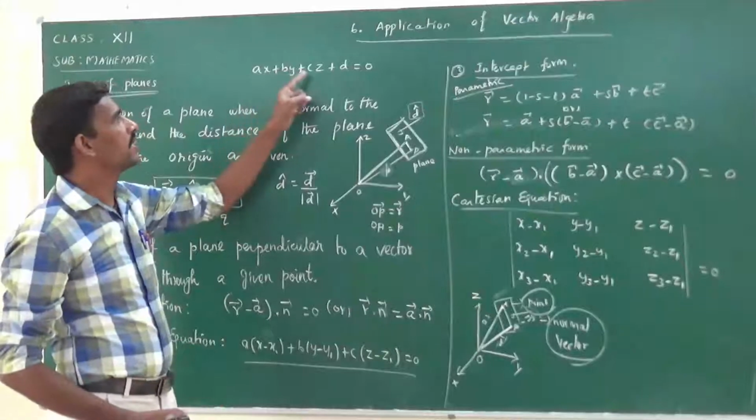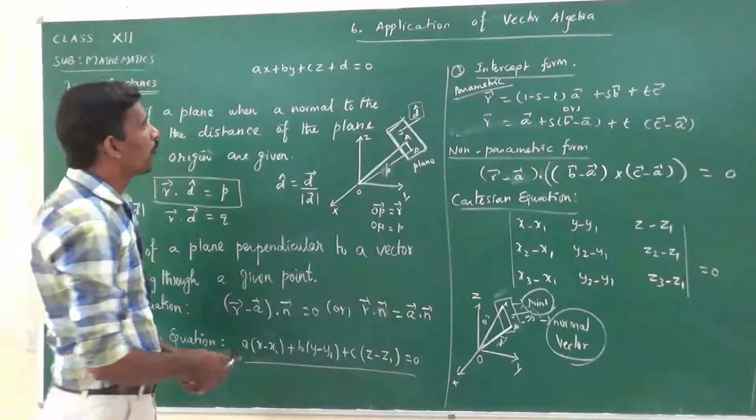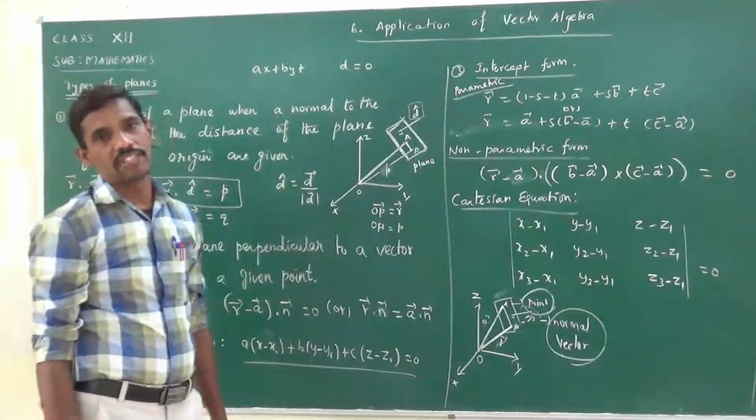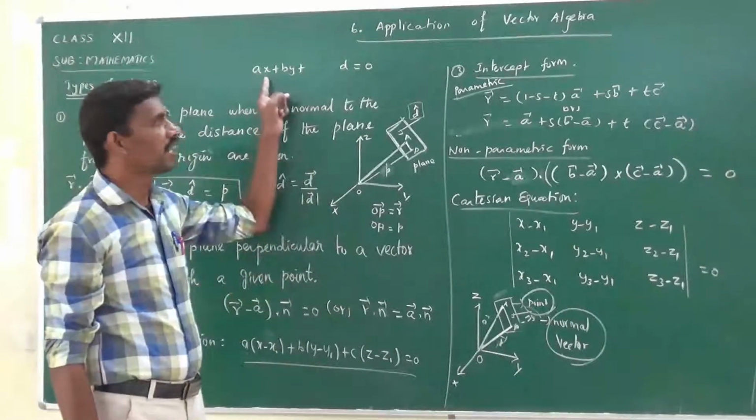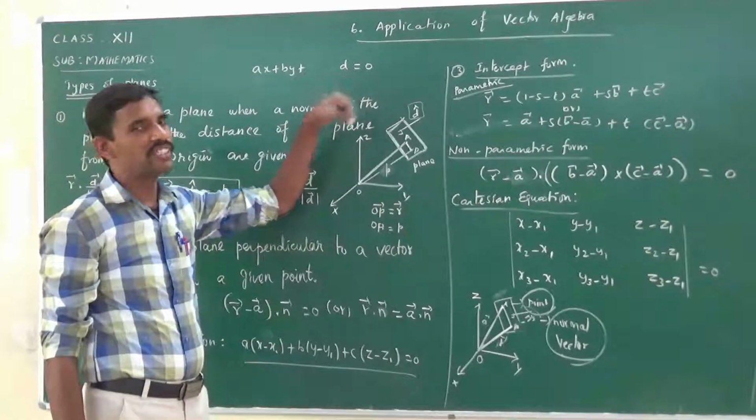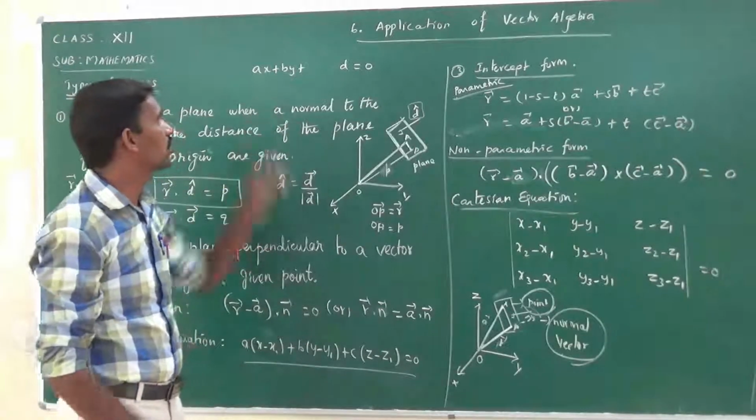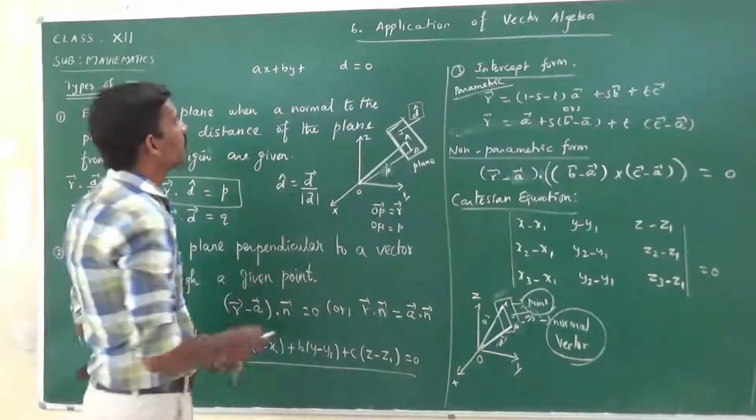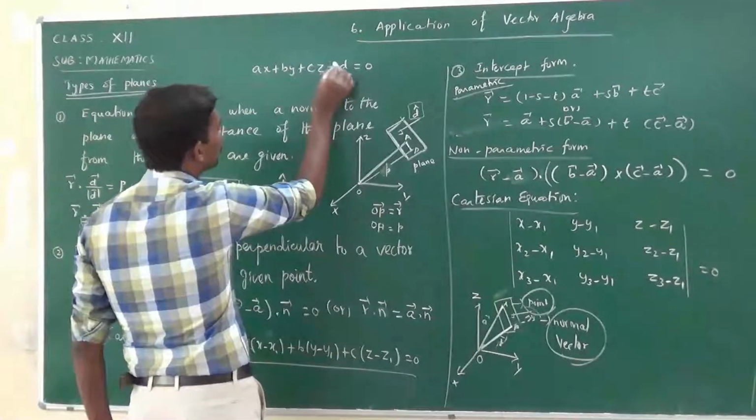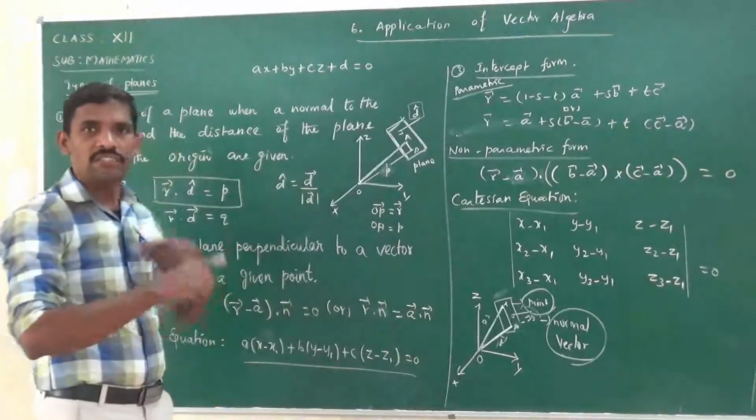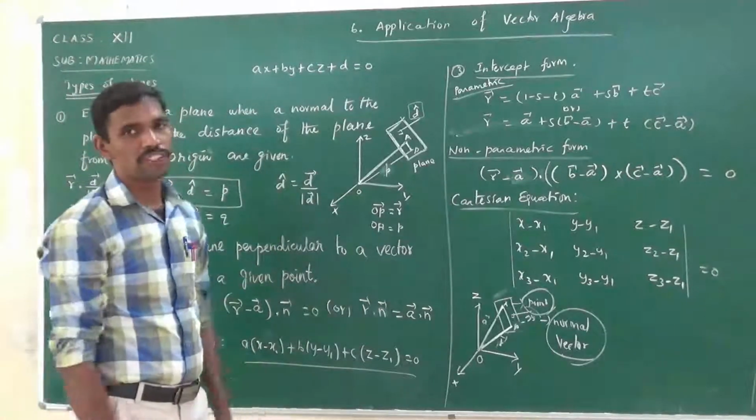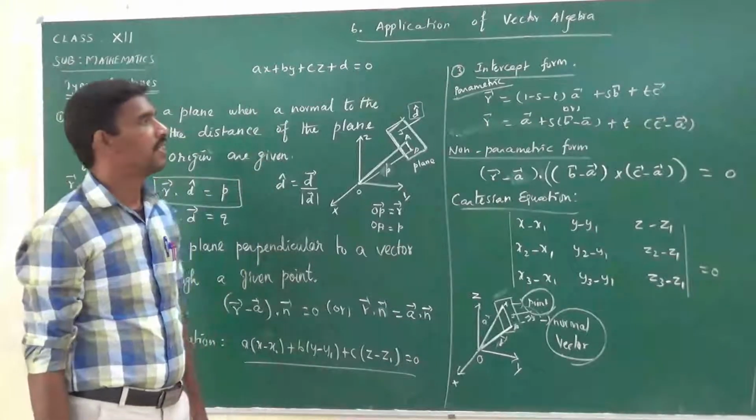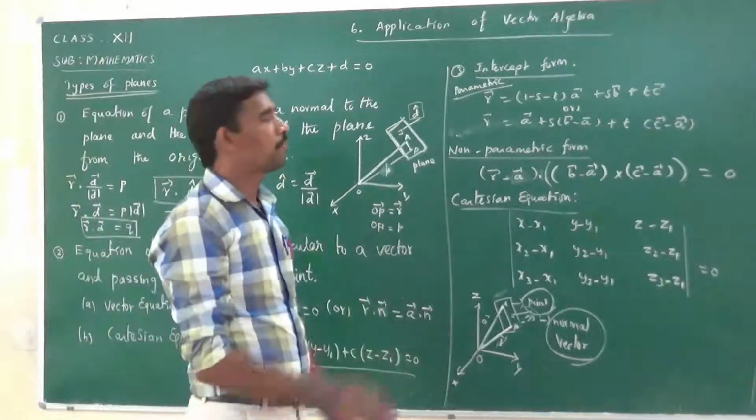Here x, y, z, then the constant. If we remove z here, we get the line equation, ax plus by plus c equal to 0. In 10th standard, we studied the line equation, because only two axes are involved, x and y. If you involve the z-axis, the line equation becomes a plane equation, because there are three coordinate axes: x-axis, y-axis and z-axis.